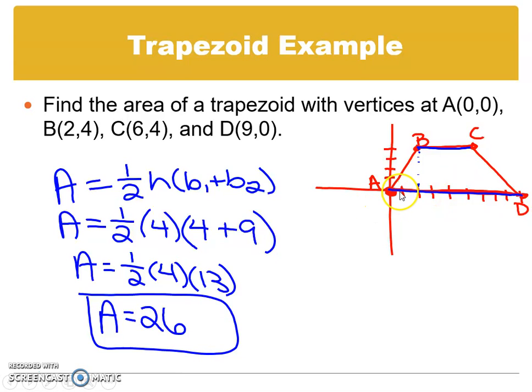So on the bottom, you have 9. And then on the top, you got 4. And then the height, from here to here, is 4. So what we're going to do is half times 4 times (4 plus 9). 4 plus 9 is 13. Half times 4 times 13, you can do that on the calculator, that's 26.